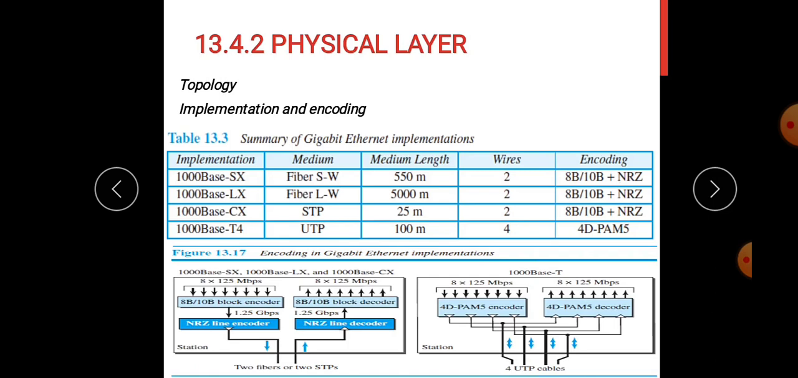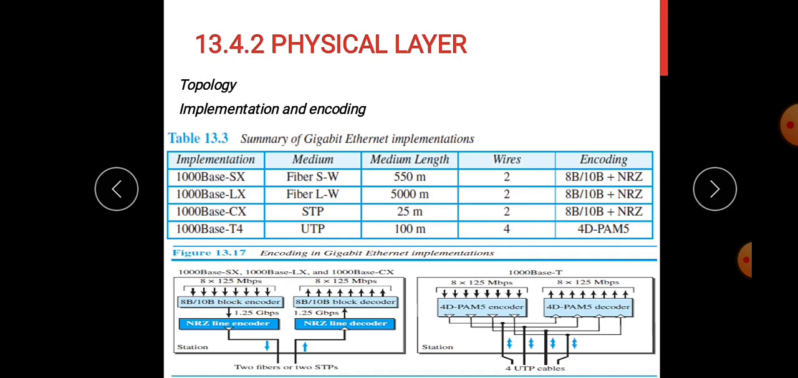Physical layer of Gigabit Ethernet. Gigabit Ethernet is designed to connect two or more stations. If there are only two stations, they are connected by means of a point-to-point link. If there are three or more stations, they need to be connected in a star topology with a hub or switch at the center.